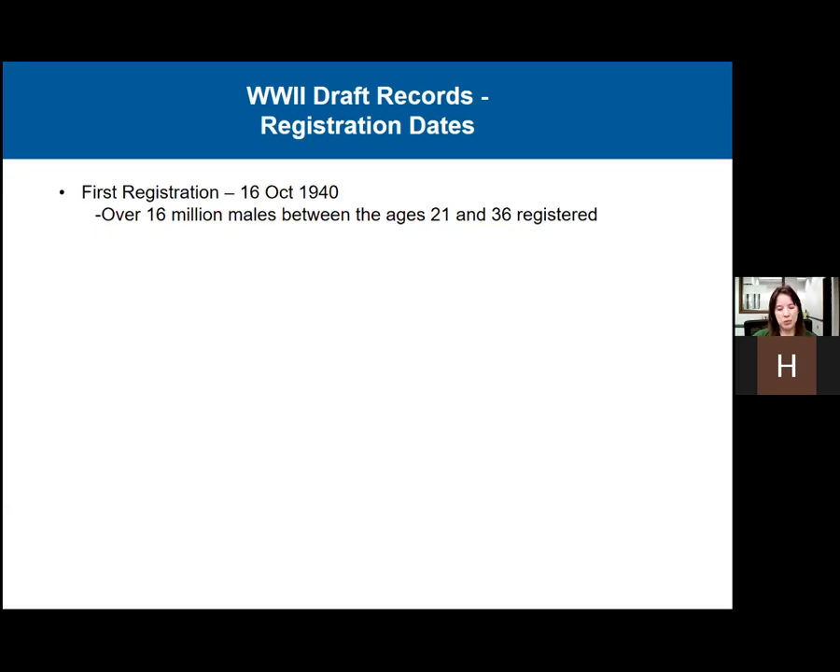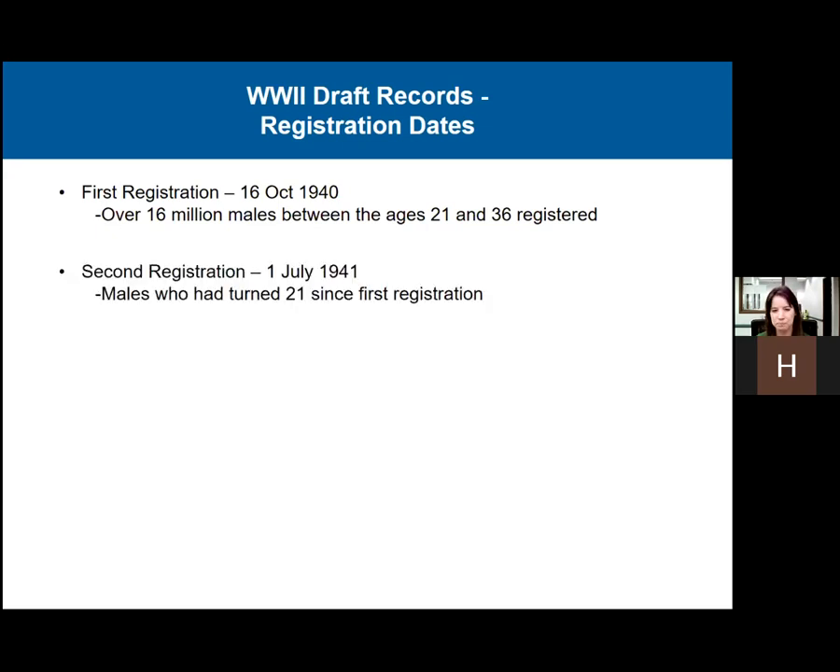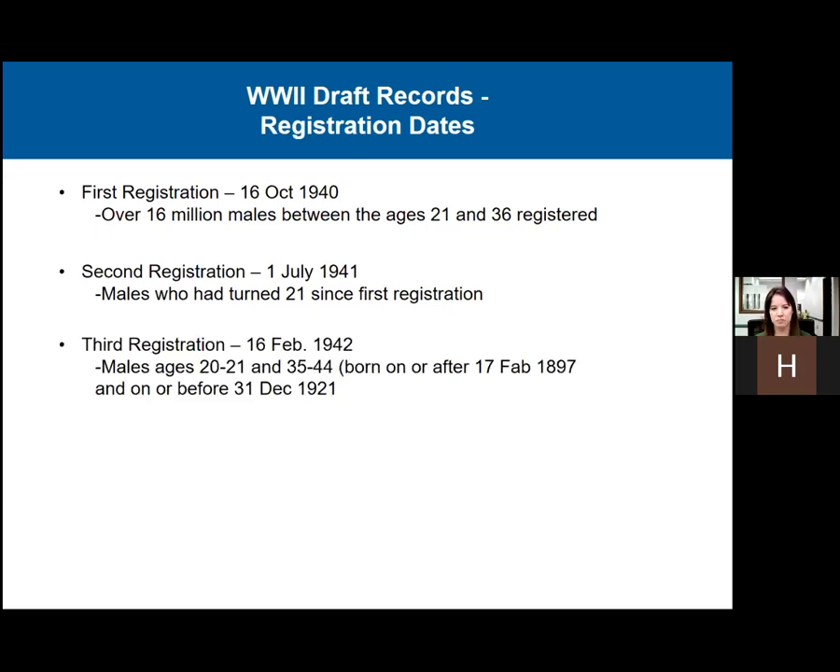So if you had someone who was between those ages on your family tree at this time, you have a very strong possibility that you can find a draft record for them. The second registration occurred on July 1st, 1941, and included men who had turned 21 since the first registration.